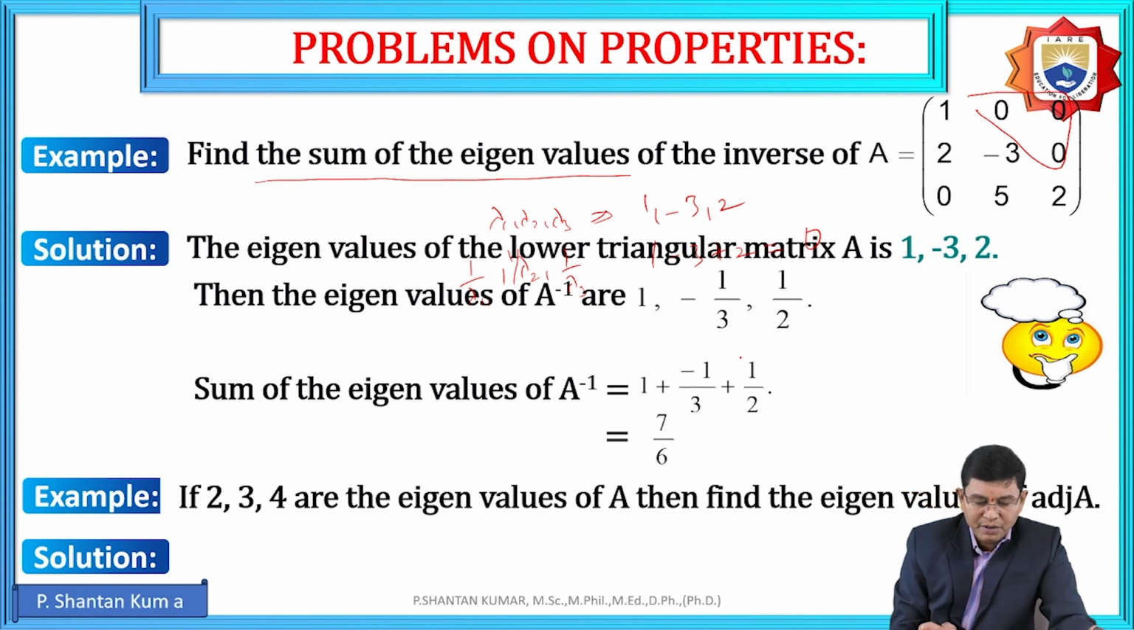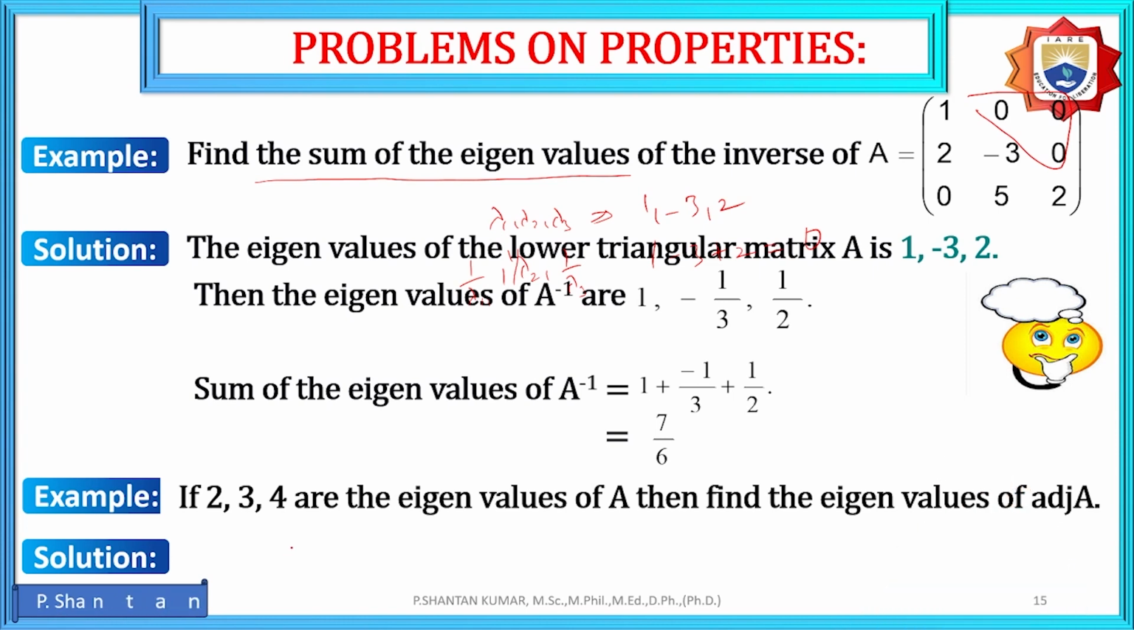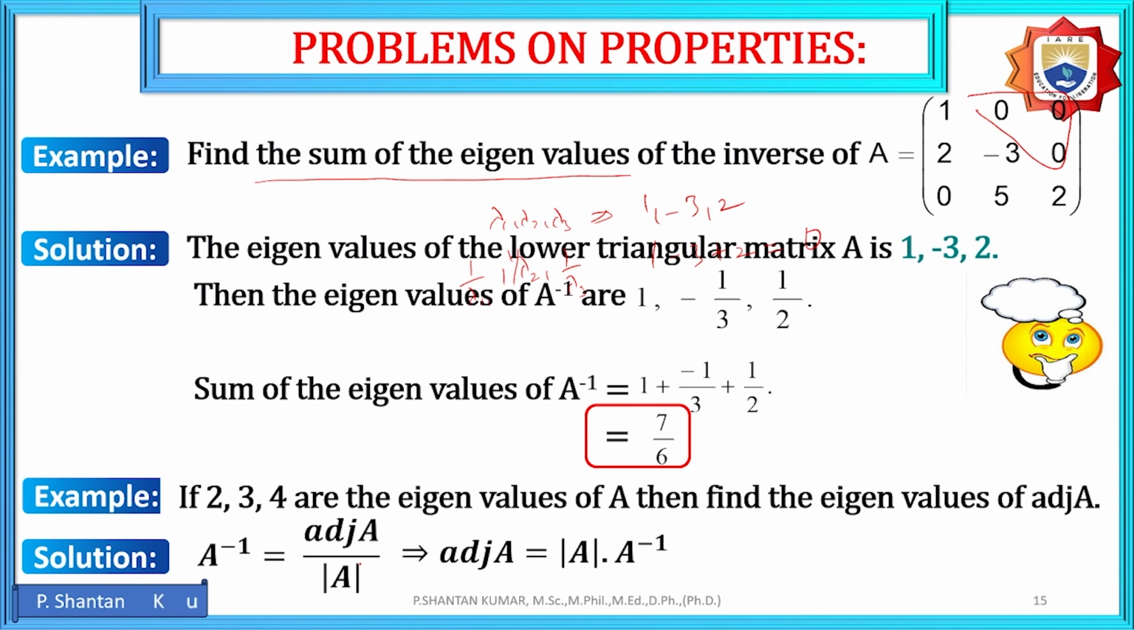One other important property: if 2, 3, 4 are the eigenvalues of A, then find the eigenvalues of the adjoint of A. This was not covered in the previous properties, but we need to understand it. As we know, the adjoint of A is based upon the inverse of the matrix. A inverse is equal to the adjoint of A by determinant of A. So the adjoint of A is nothing but the inverse times the determinant of the matrix.